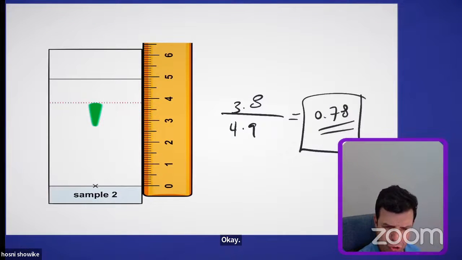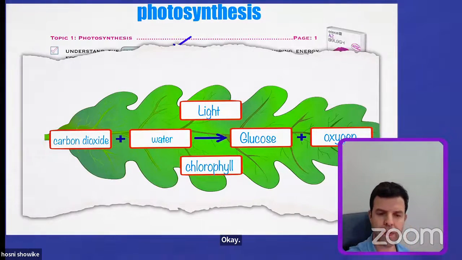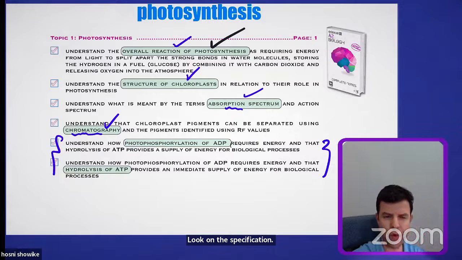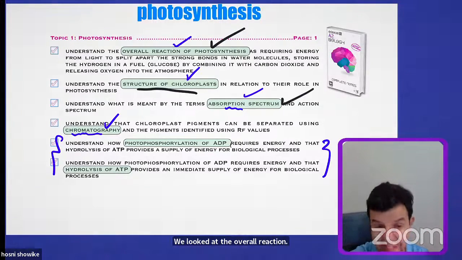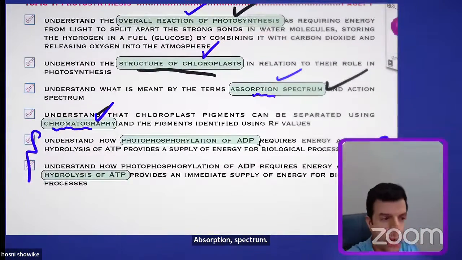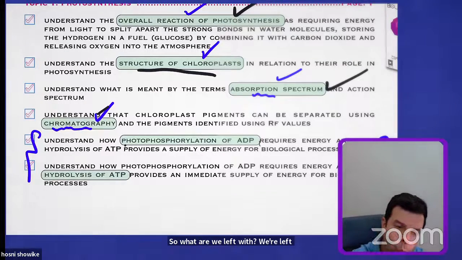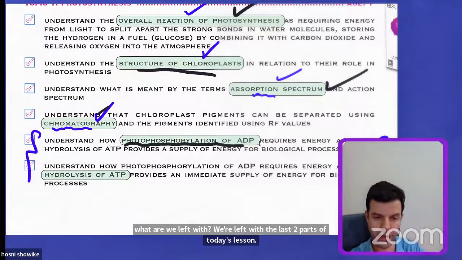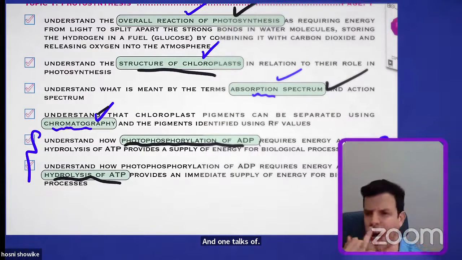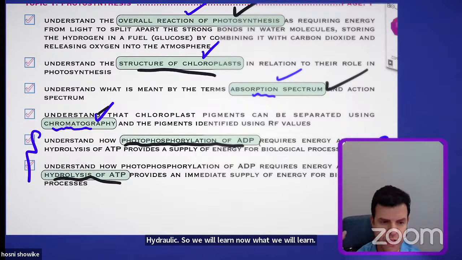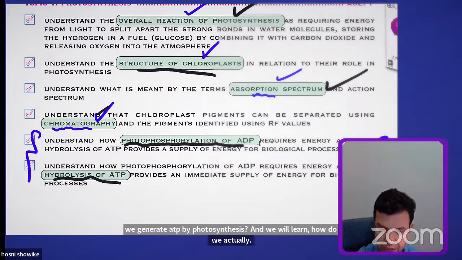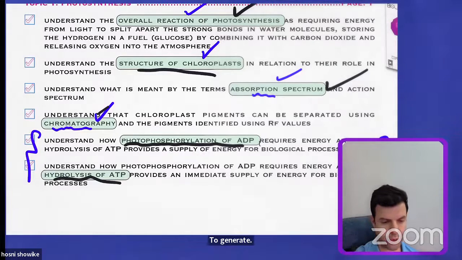All right, so let's just do quick look on the specification. What did we do so far? We looked at the overall reaction. We looked at the structure of chloroplast. We checked the absorption spectrum. We did the chromatography. So what are we left with? We're left with the last 2 parts of today's lesson. One talks about phosphorylation, and one talks on hydrolysis. So we will learn now what? We will learn how do we generate ATP by photosynthesis, and we will learn how do we actually start to generate or make glucose. Okay?